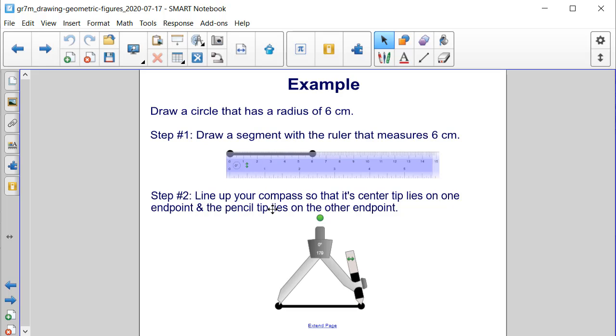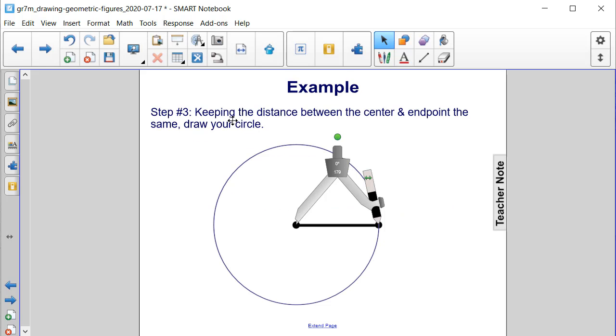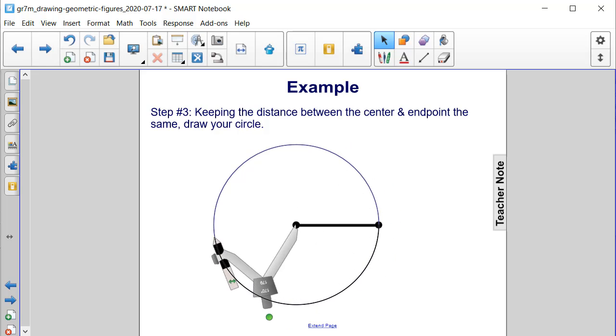And then you can move the ruler out of the way and bring out your compass. Line up the compass so that its center tip over here lies on one end point and the pencil tip lies on the other end point. The final step is, while keeping the distance between the center and end point on your compass the same, push down on the pencil side and completely draw your circle all the way around.